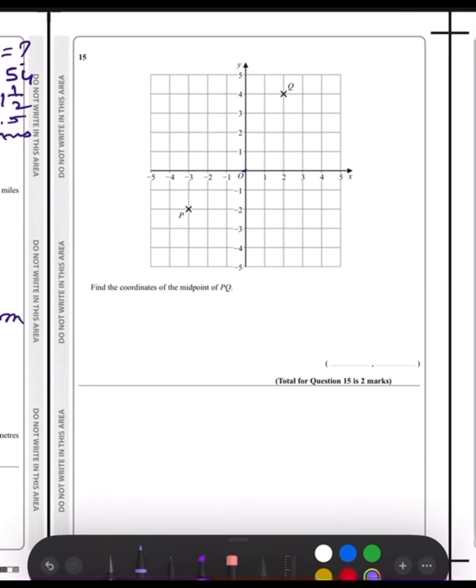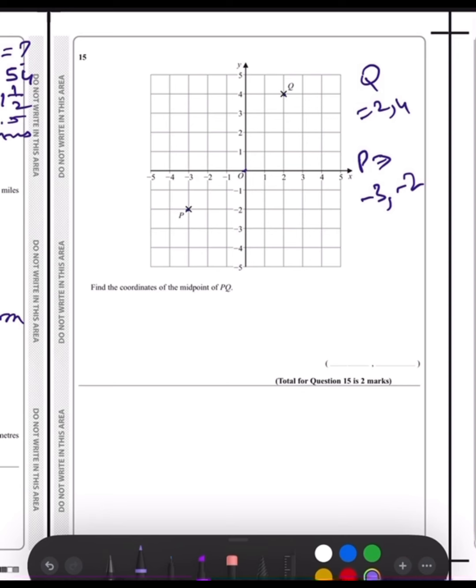We've got this question for 2 marks first of all, so it is important to rethink this question. And we simply know here that we've been given 2 points. How to find a midpoint? So what we can really do here is either we can see the coordinates. Suppose Q is 2, 4, and then P is -3 and -2.